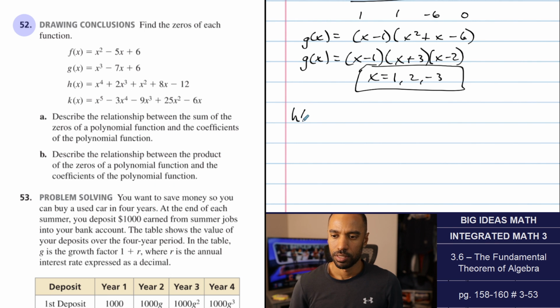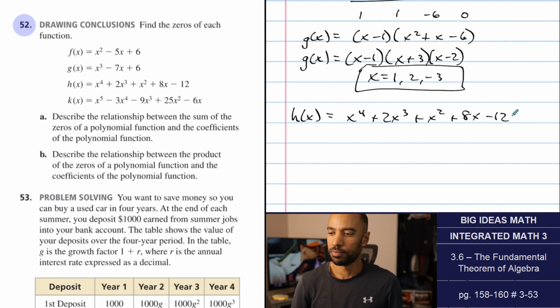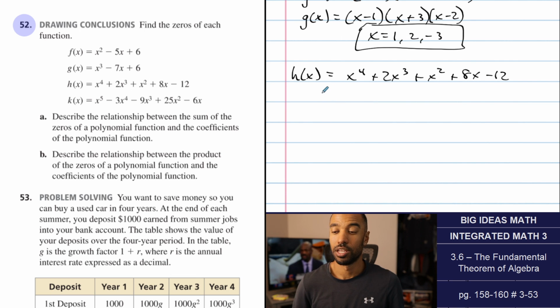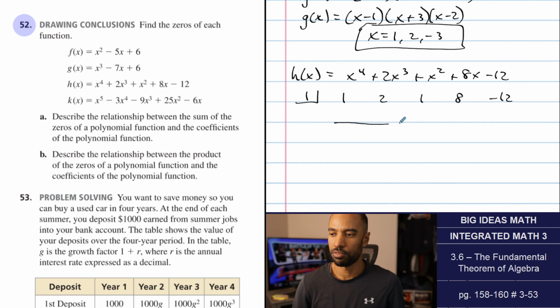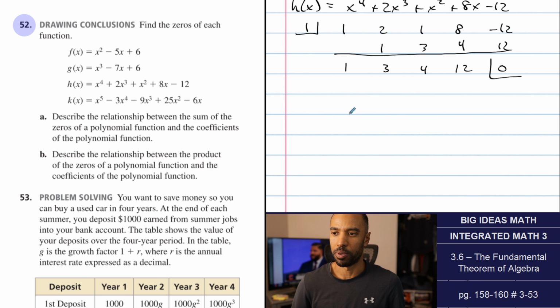h of x equals x to the fourth plus 2x cubed plus x squared plus 8x minus 12. Let's go for factors of 12. Let's try 1. 1 plus 2 is 3, plus 1 is 4, plus 8 is 12, minus 12 is 0, so 1 works. Once again, synthetic division on this guy. 1, 2, 1, 8, negative 12. Hopefully you know how I do that kind of at faster speed at this point, once I've established what my number is that works. This is factorable by grouping.